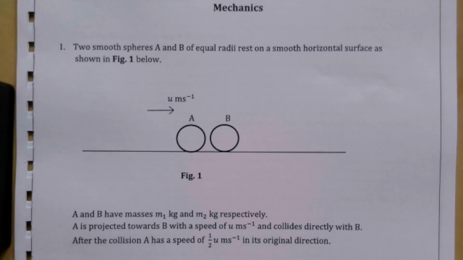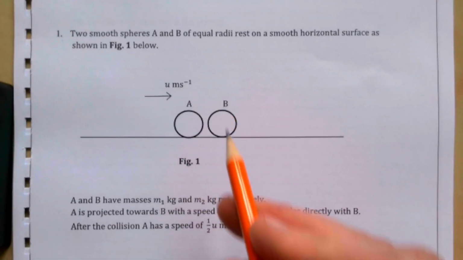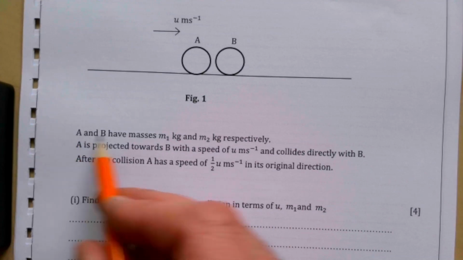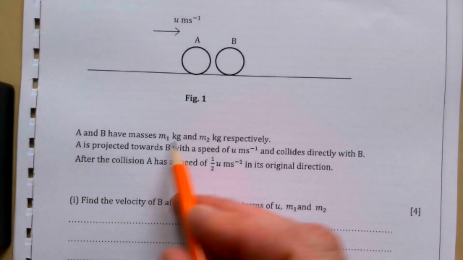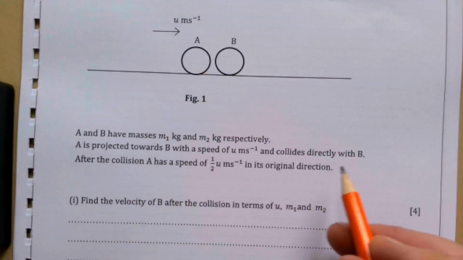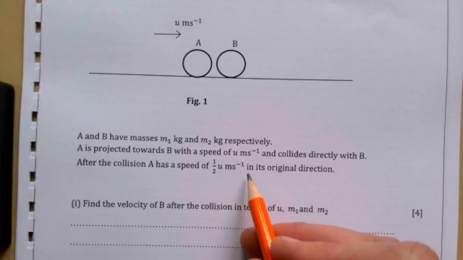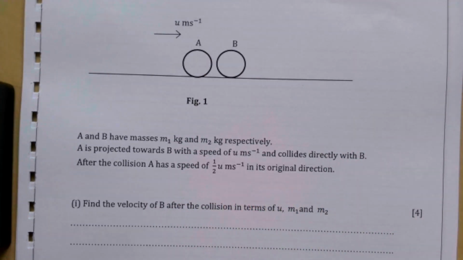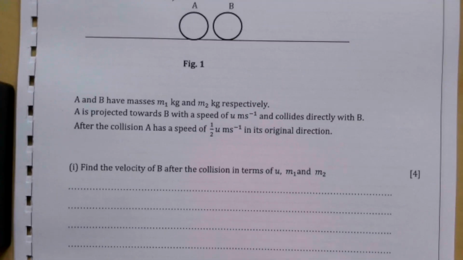Two smooth spheres A and B of equal radii rest on a smooth horizontal surface as shown in figure 1 below. A and B have masses m1 and m2 respectively. A is projected towards B with a speed of u and collides directly with B. After the collision, A has a speed of half u ms^-1 in its original direction. Find the velocity of B after the collision in terms of u, m1 and m2.